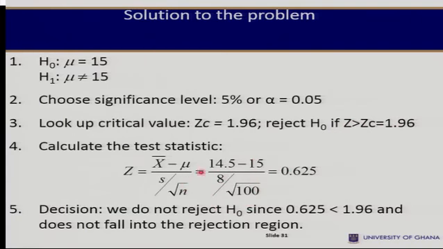Now our test statistic is computed using the information. The sample mean is 14.5. The population mean is 15. And then we divide this result by standard deviation over square root of the sample size. It gives us 0.625. Now, because 0.625 is less than 1.96, we do not reject the null hypothesis. Okay, so this is how you do it.